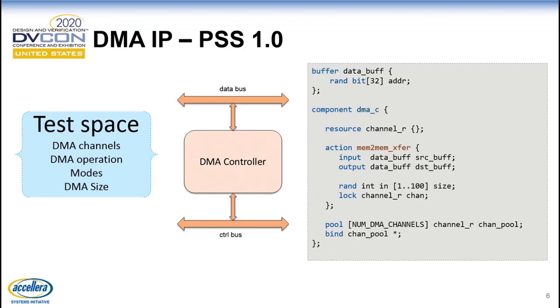Then you can model your test scenario. I want to do a memory-to-memory transfer, again in PSS 1.0. So you have all the constructs to model test space, your scenario, and actually realize your test in C or SystemVerilog, like Tom said. Now, look at this top part in the code where you have the data buffer, right? This is the data buffer that we are modeling for the data that this IP is going to move, right? So you have an action here, mem to mem transfer, that has an input buffer and output buffer, as Tom said.